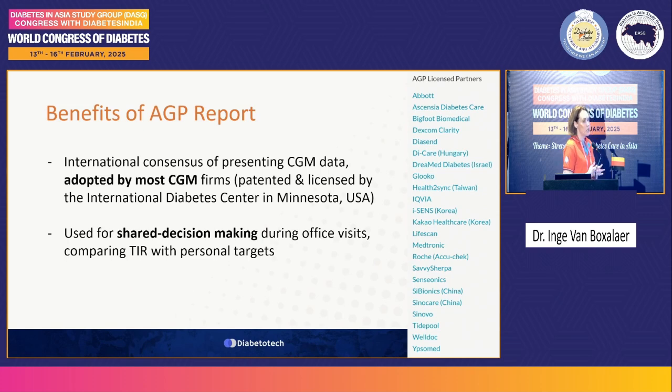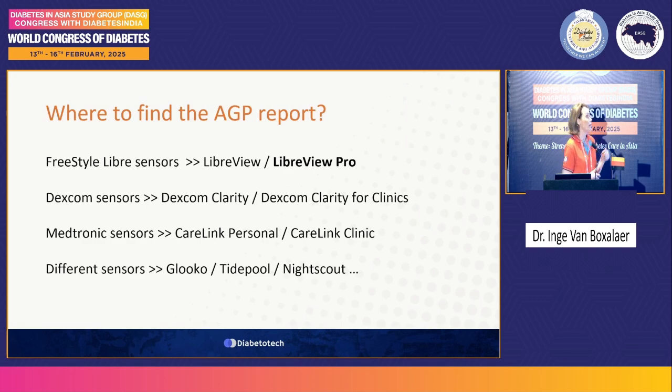This AGP report is actually patented and licensed by the International Diabetes Center in Minnesota. But the good thing is it is adopted by most CGM firms. So if you look at a Libre sensor or a Dexcom sensor, you can view it in the same way, which is easier for us as clinicians. And this can be used for shared decision-making during office visits, where you compare the time and range of the person with their targets.